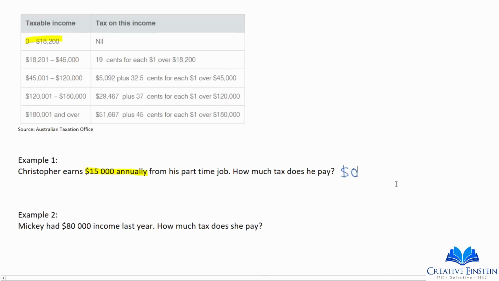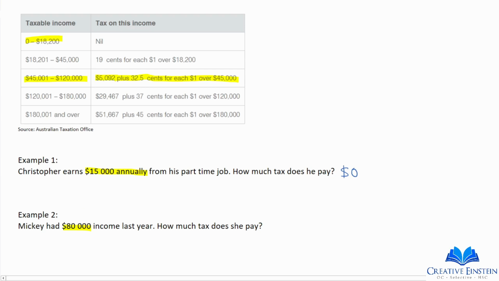Moving down to our next example. Mickey had $80,000 income last year. How much tax does she pay? So she made $80,000. That puts her in this tax bracket. So she will be paying $5,092 plus 32.5 cents for each dollar over $45,000. What does that mean? Well, let's work it out.